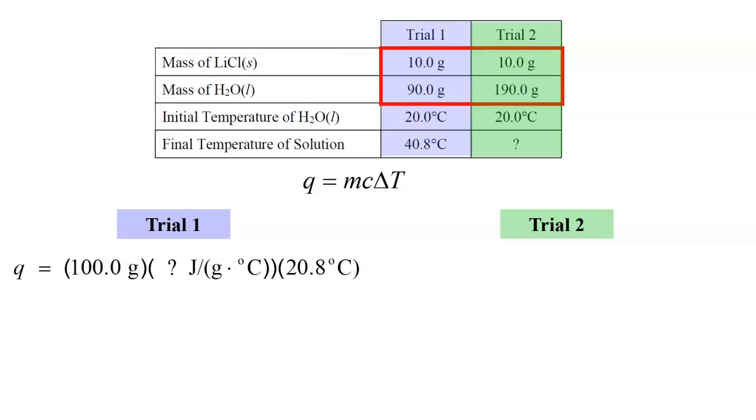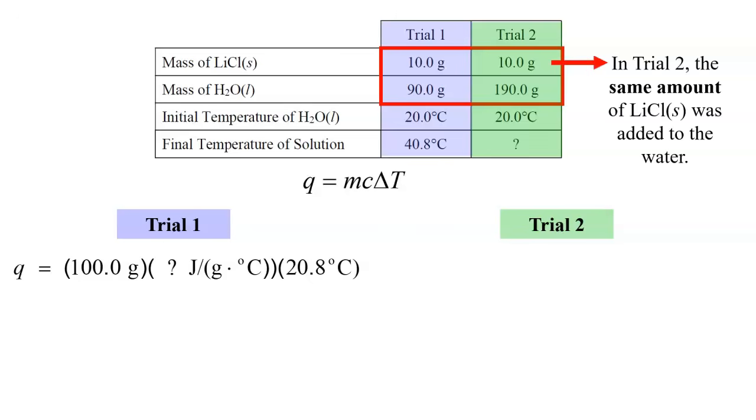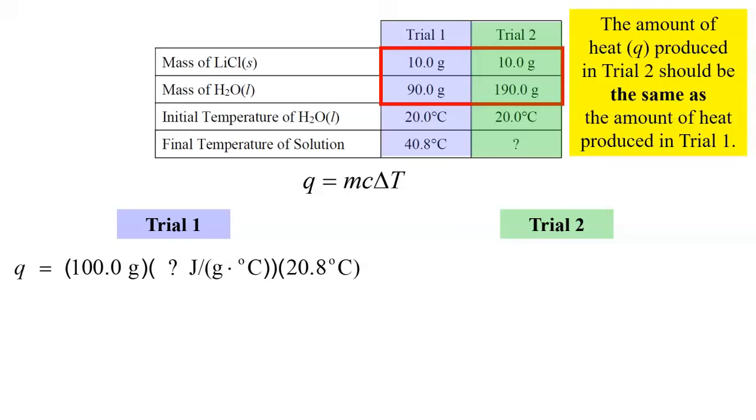Now, in trial 2, the student also used 10 grams of solid lithium chloride, but the difference is that they used a larger mass of water. The total mass of water was 190 grams in trial 2. What's important, though, is that lithium chloride, that mass, did not change. And it's the lithium chloride that's actually producing the energy change in this experiment. So if the same amount of lithium chloride was used in trial 2 as in trial 1, then that means the amount of heat that is released is going to be the same.